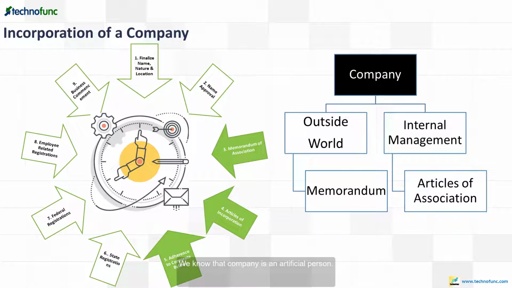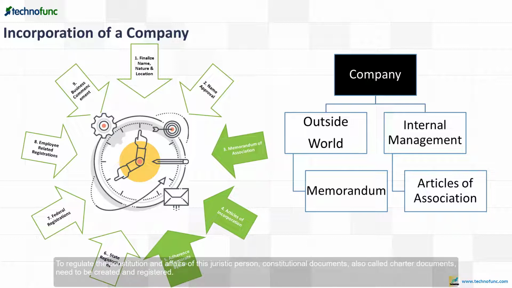We know that a company is an artificial person. To regulate the constitution and affairs of this juristic person, constitutional documents, also called charter documents, need to be created and registered. The documents basically define the existence of the entity and regulate the structure and control of that entity and its members. There is a need to define and regulate the company's activities that it can do with the outside world. A memorandum document defines such conditions and rules, such as the company's objects and powers. The Memorandum of Association helps the shareholders, creditors, and any other person dealing with the company to know the basic rights and powers of the company.